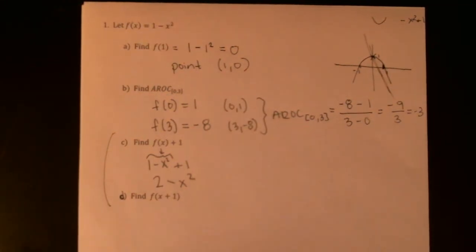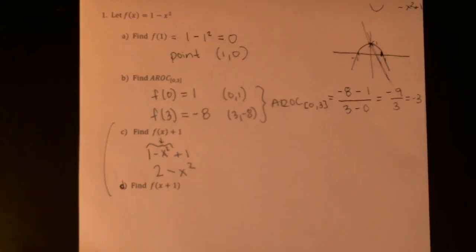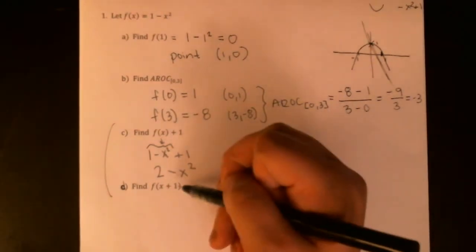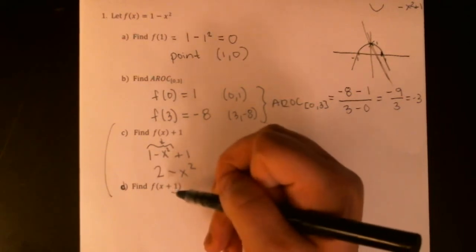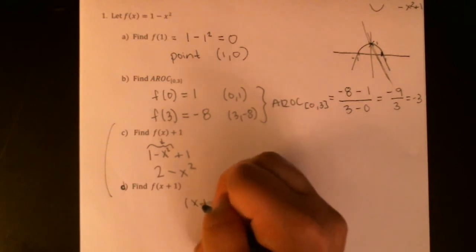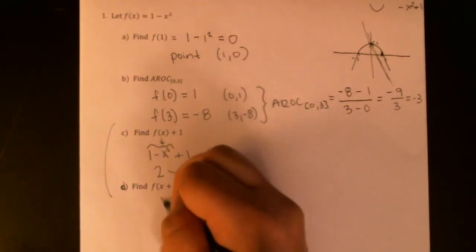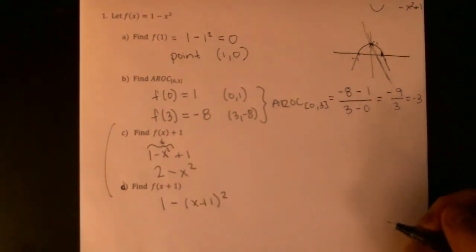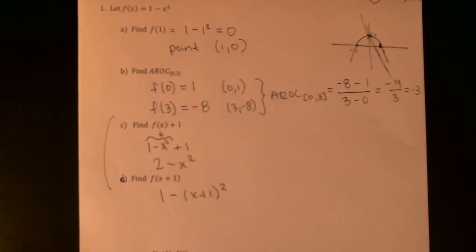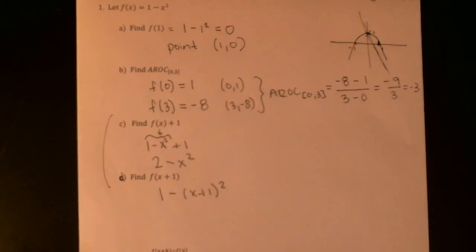Not to be mistaken with f of x plus 1, where the plus 1 is in the parentheses. This is telling us to input an x plus 1 into our function. And we know what our function does. Whatever we give it, this time x plus 1, it's going to square it and subtract it from 1. So this is what we end up with. And then we need to do a little bit of careful algebra to simplify that.